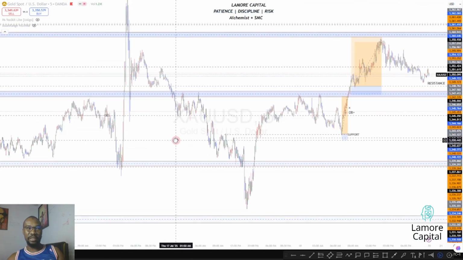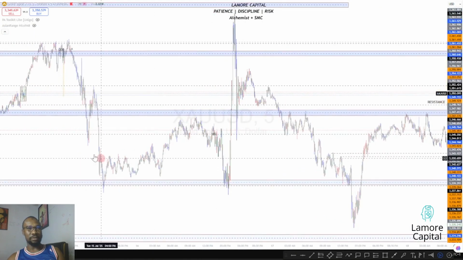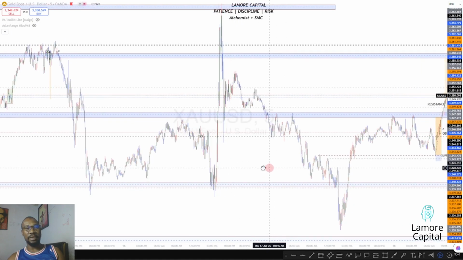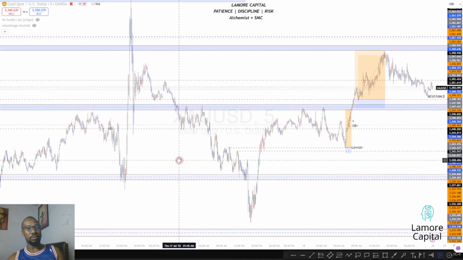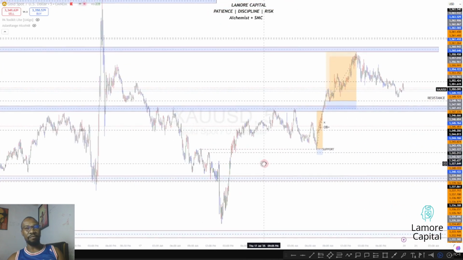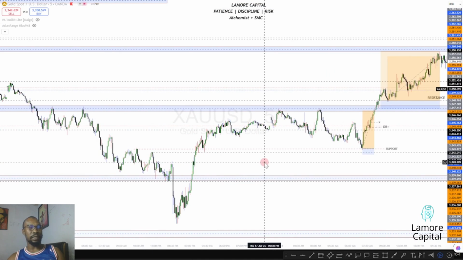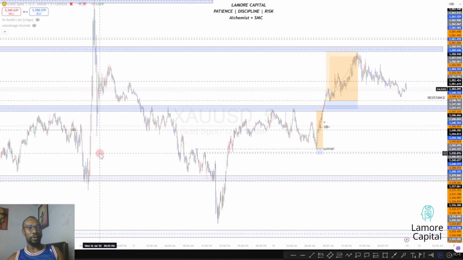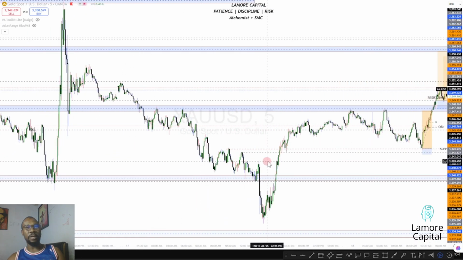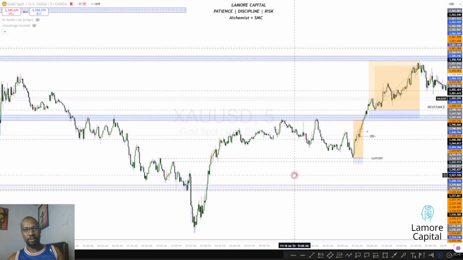For Wednesday and Thursday, I did not take any trade, because for Wednesday I was avoiding CPI, and for Thursday I didn't see any clear setup. So that's why I waited for Friday. And normally after CPI or NFP, I wait for a support or resistance.